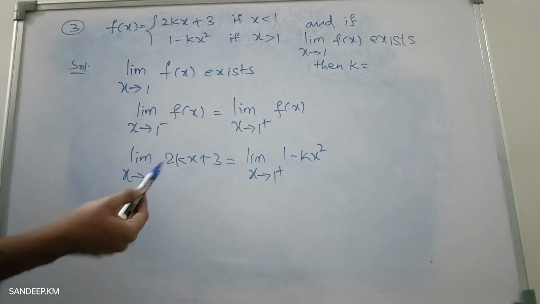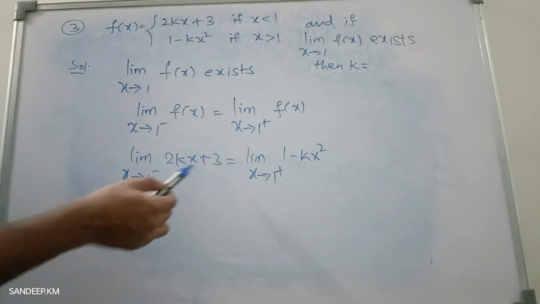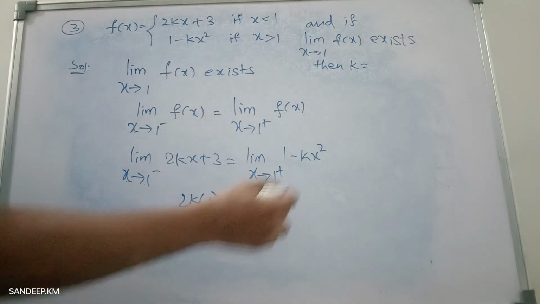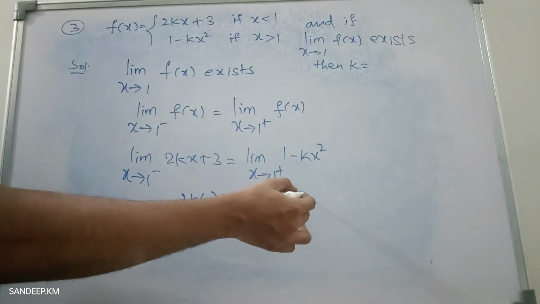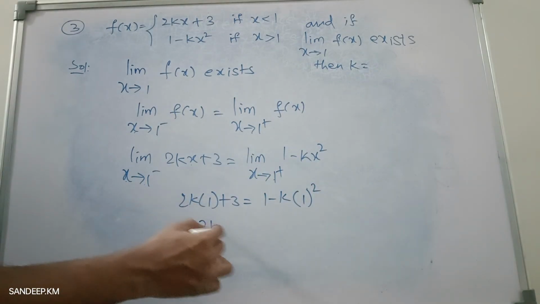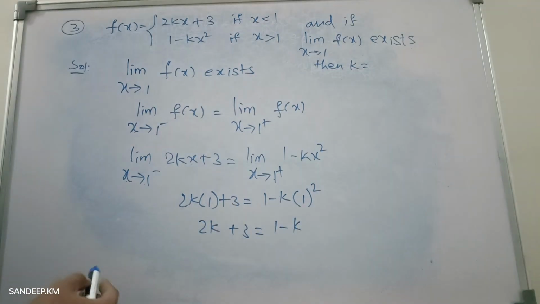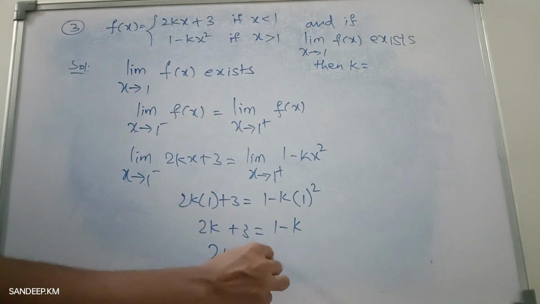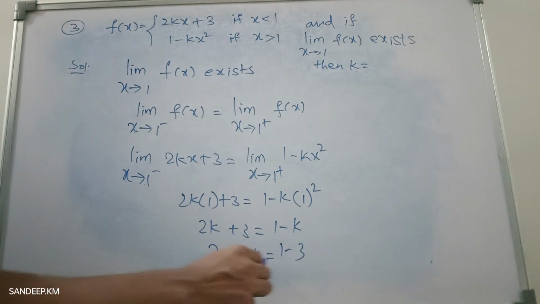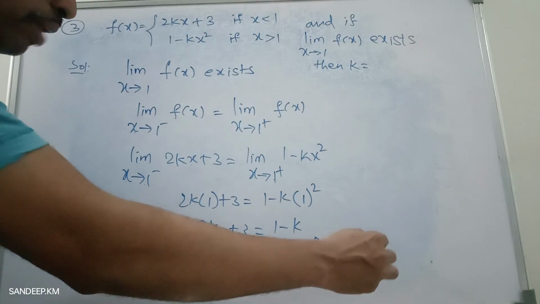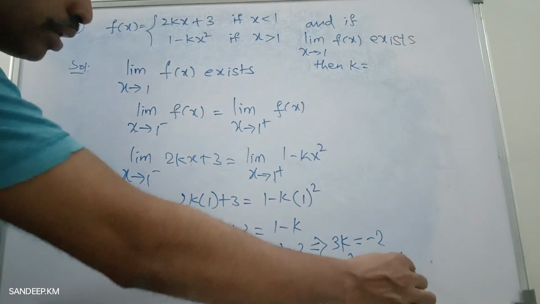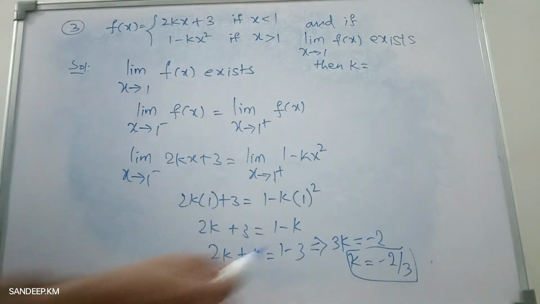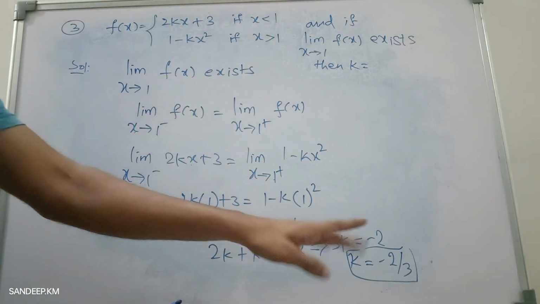Now we can directly substitute x as 1. Actually we are supposed to substitute 1 minus h, but it's okay. Let us substitute x as 1. So 2k into 1 plus 3 is equal to 1 minus k into 1 square. So 2k plus 3 is equal to 1 minus k, and minus k will come to the left side and 3 goes to the right side. So 2k plus k equal to 1 minus 3. That implies 3k is equal to minus 2. k is equal to minus 2 by 3. The value of k is minus 2 by 3. So if the k value is minus 2 by 3, then limit x approaches 1 exists.